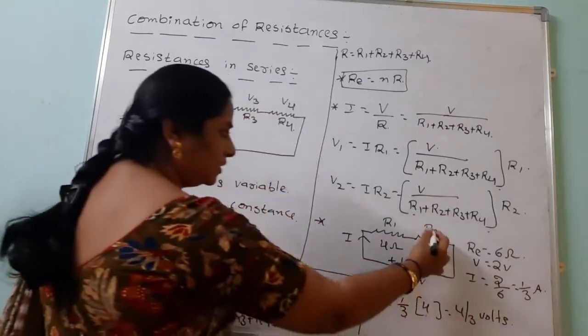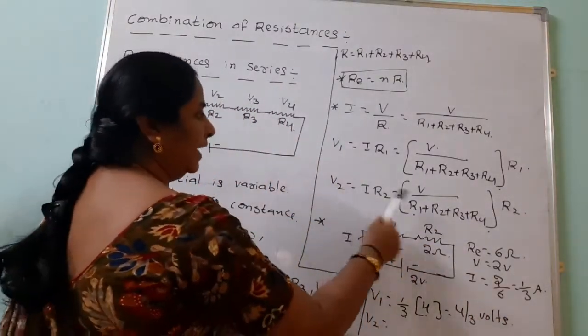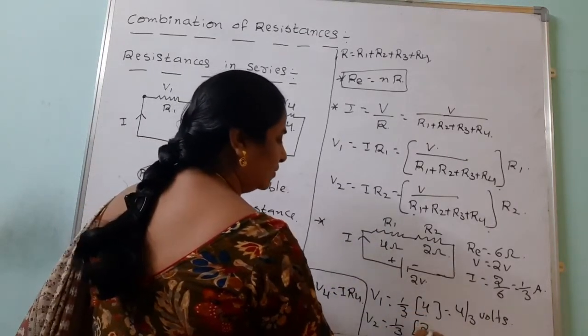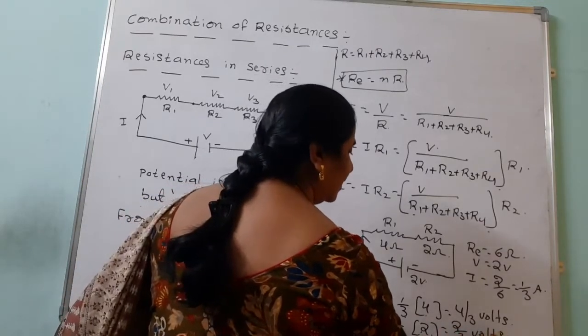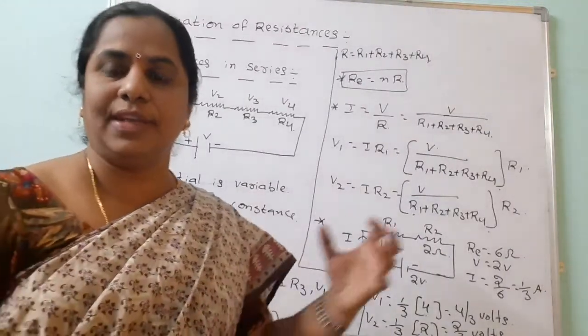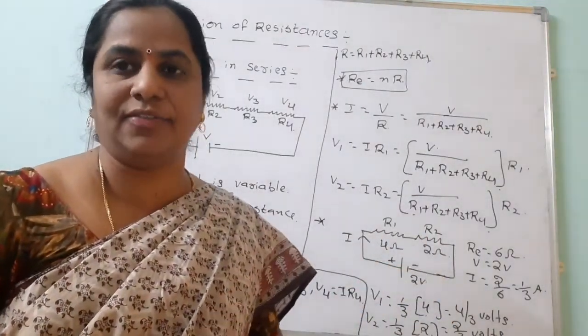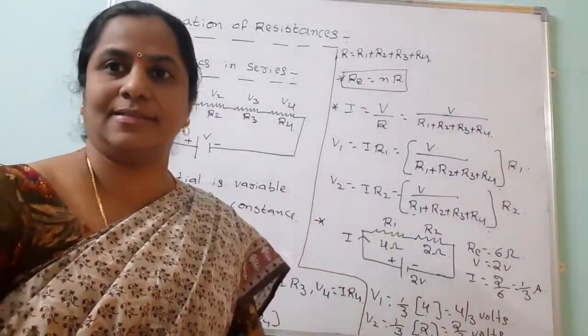Like that. Across R2, what is the potential? V2 equals I into R2. So 1 by 3, here R2 is 2. So 2 by 3 volts. From the given data, for a series combination of resistances, we can find out the individual potentials. We can find out the effective resistances based on the number of resistors.